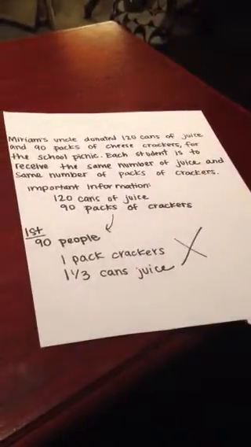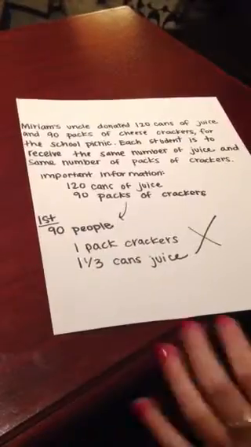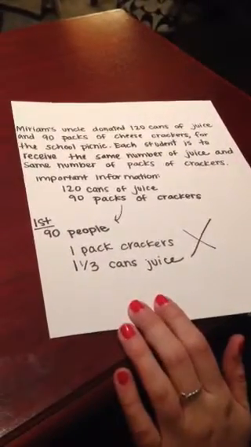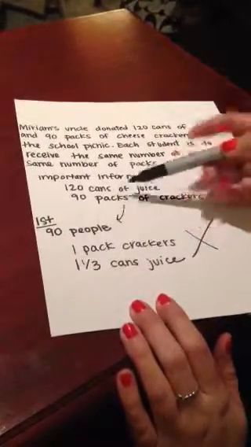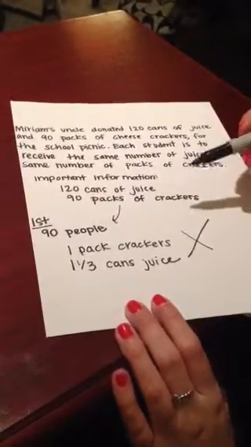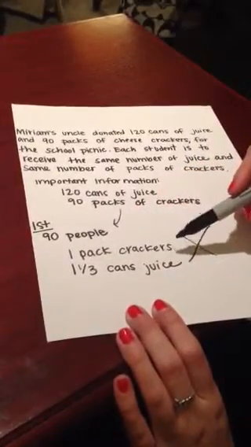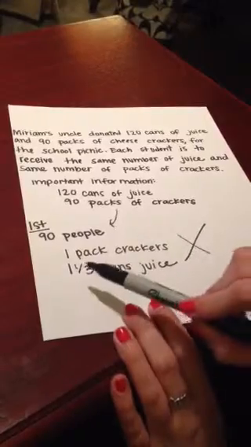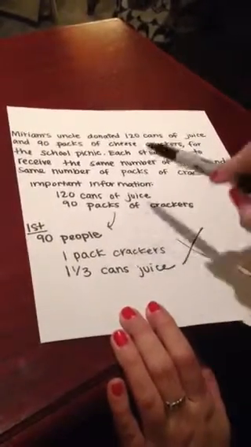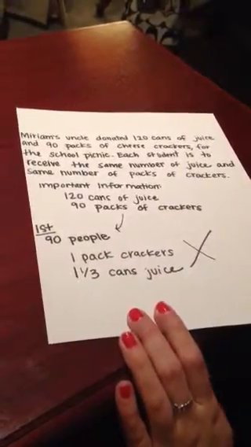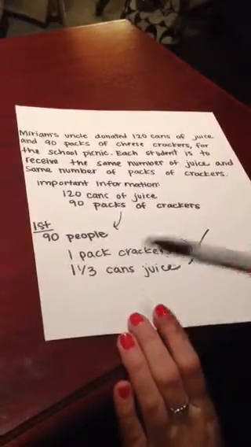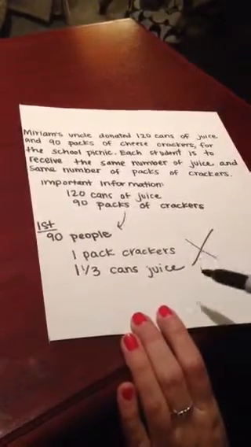I believe the student chose 90 people because these two numbers are the same, and that makes great sense in a student's head. 90 people is equal to 90 packs of crackers, which means each student will get 1 pack of crackers for themselves. Then they will also get 1 1/3 cans of juice because that's how much juice is left over.